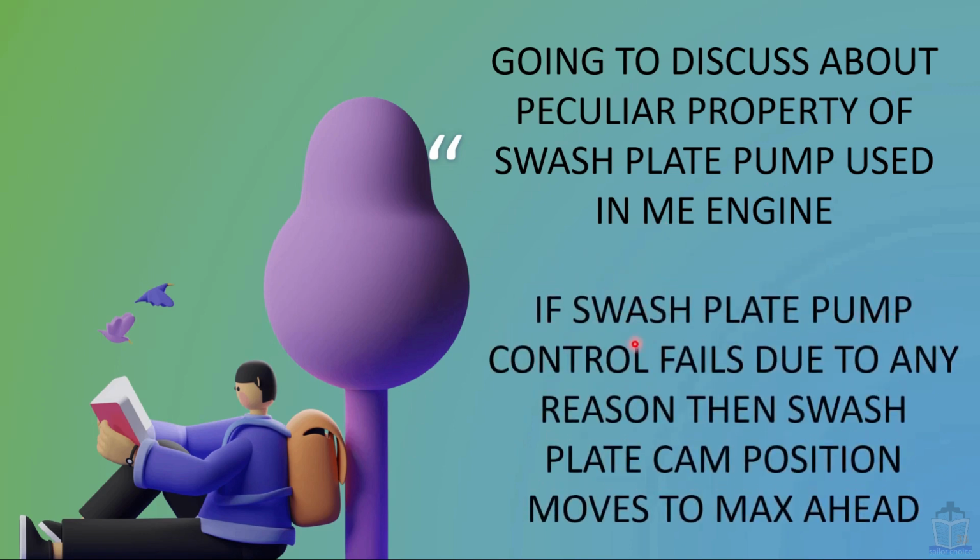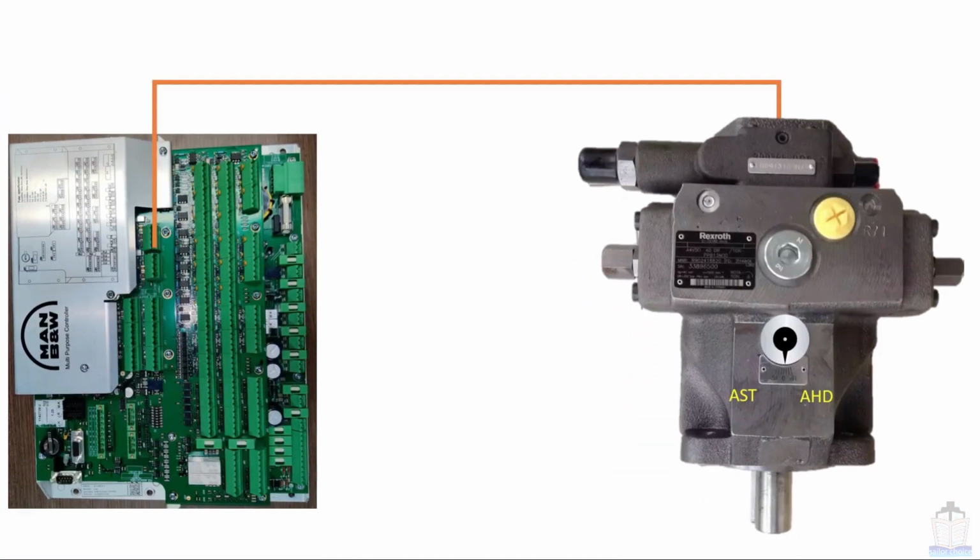If swash plate pump control fails due to any reason, then swash plate cam position moves to maximum ahead, and this movement is done automatically without any interference from any external sources. So let's see. Here I am giving the first example.